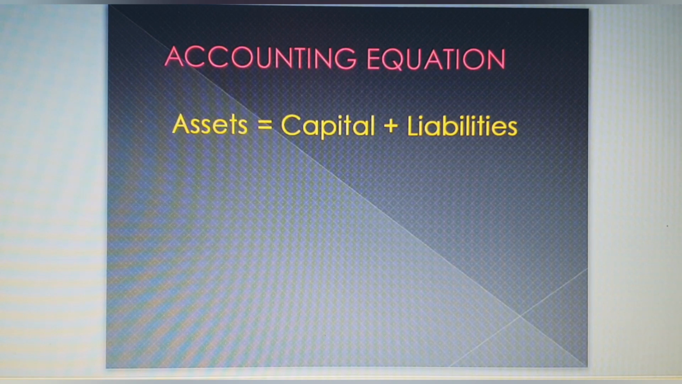This is what is the accounting equation. All your assets will be equal to the capital plus liabilities. Either your own money or outside money combined, you have sponsored and bought these assets, correct? So these assets have come from either capital or liabilities.